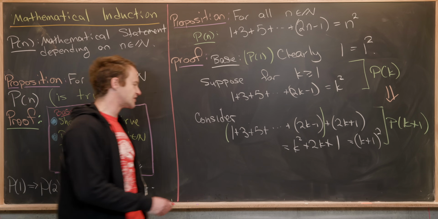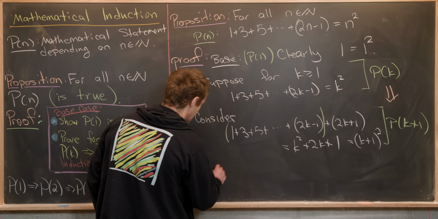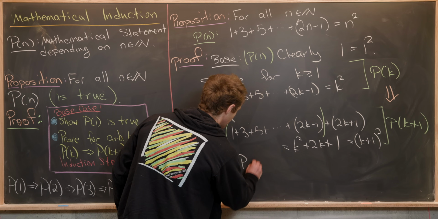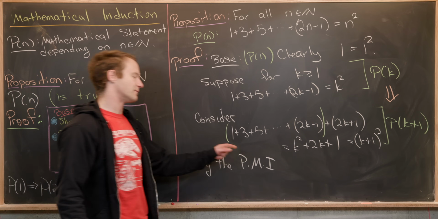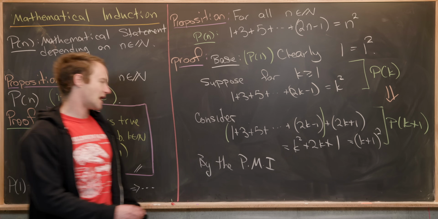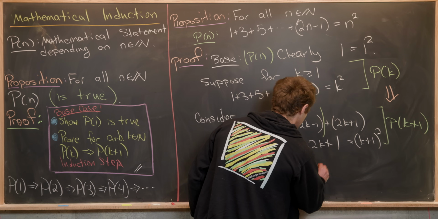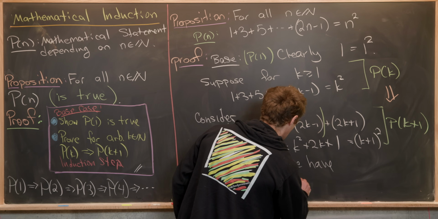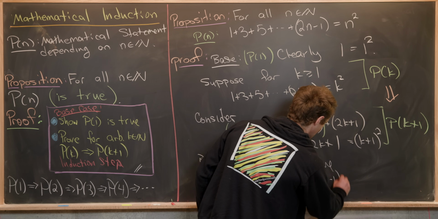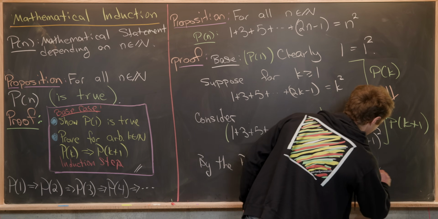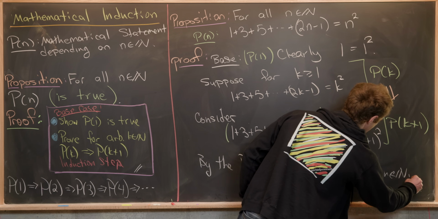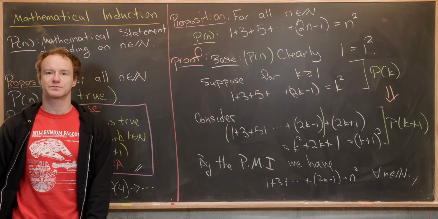So you might want to finish this off with something like, by the principle of mathematical induction, which on the board I'll write as PMI, we have 1 + 3 all the way up to 2n - 1 equals n squared for all n, which is a natural number. And that finishes off this proof.